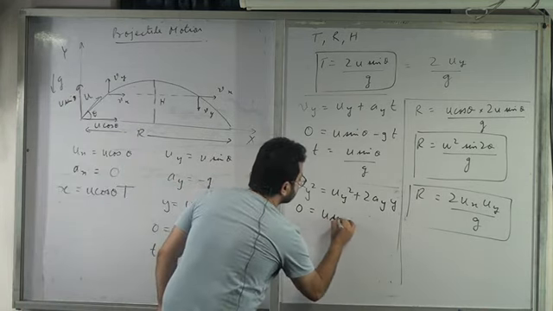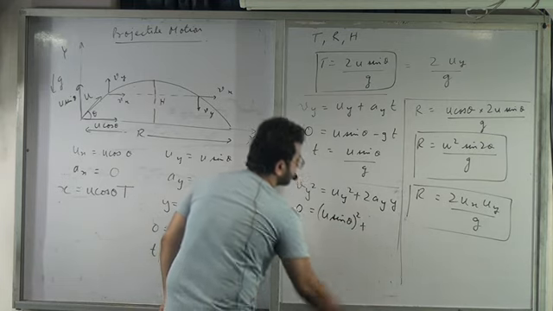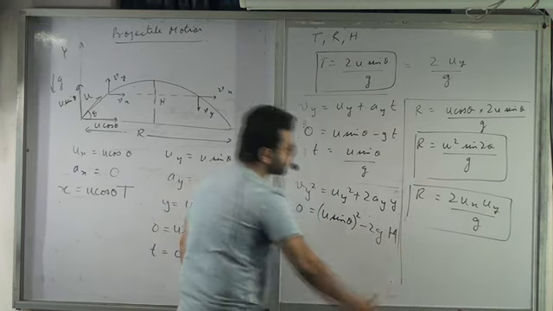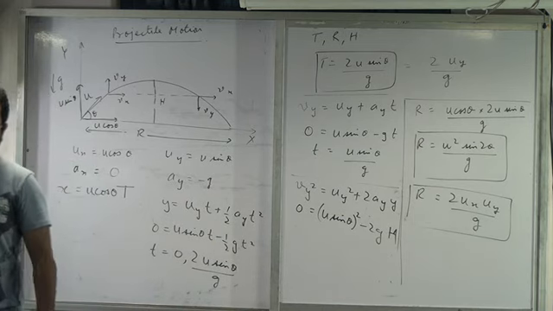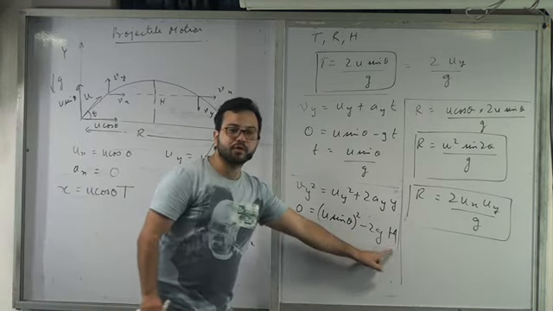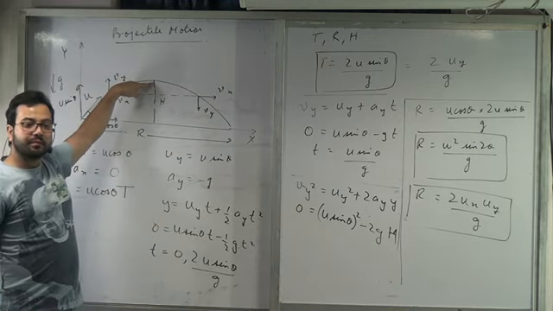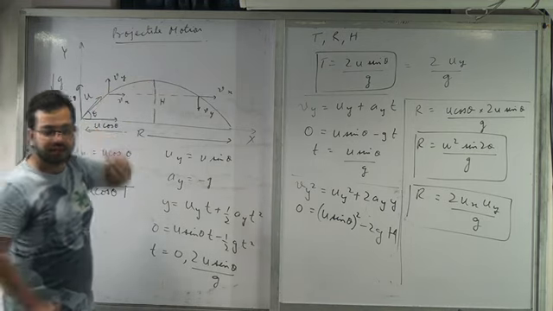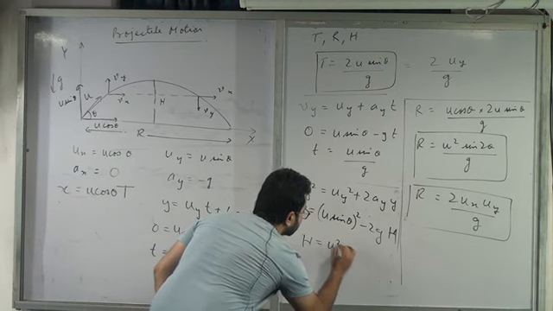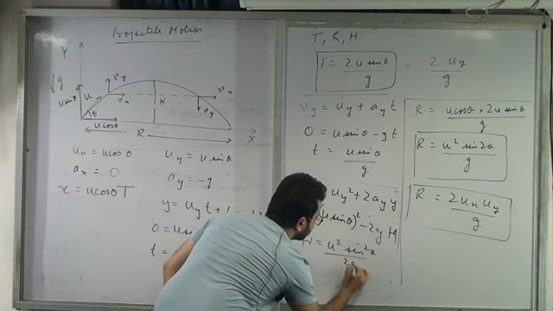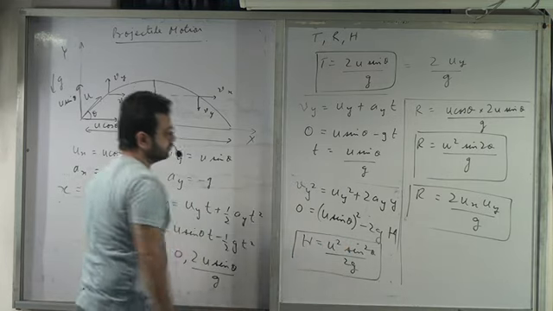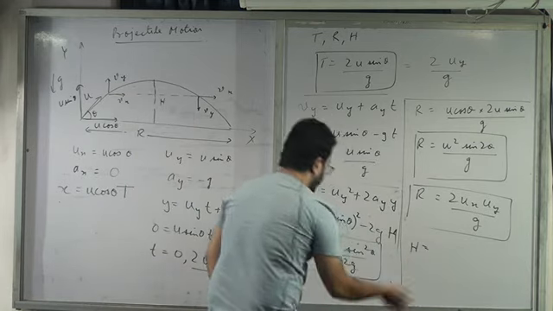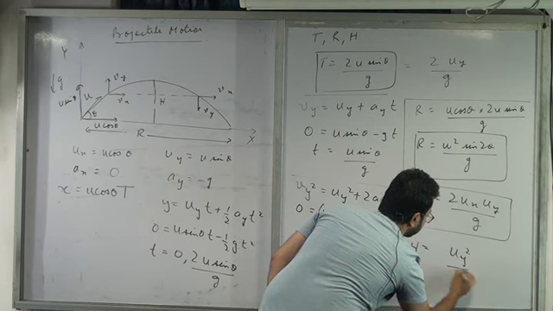Uy is u sin theta, whole square, and this will become minus 2g into, can I say this vertical displacement is h? This is the point where vertical velocity becomes 0. What is the vertical displacement at that point? H. And that is what we need to find out. So h becomes u square sin square theta by 2g. And I can also write it as h is equal to uy square upon 2g.